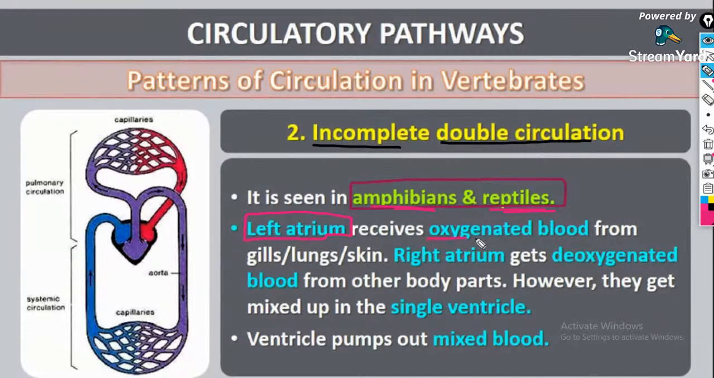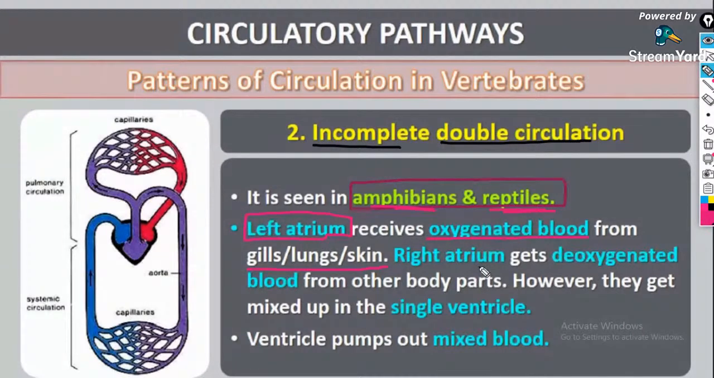The left atrium receives oxygenated blood from the gills or lungs or the skin. Amphibians and reptiles can breathe or respire through many ways, right? I already told that the right side of the heart always carries deoxygenated blood and the left side of the heart always carries oxygenated blood. So the left atrium receives the oxygenated blood, exactly as in human beings also. It receives oxygenated blood, the left auricle, from the gills, lungs or the skin.